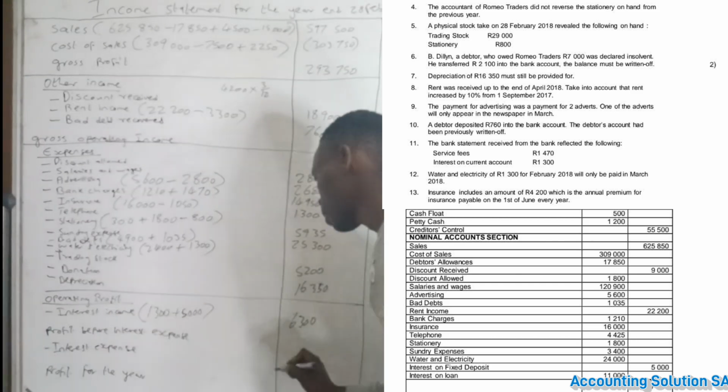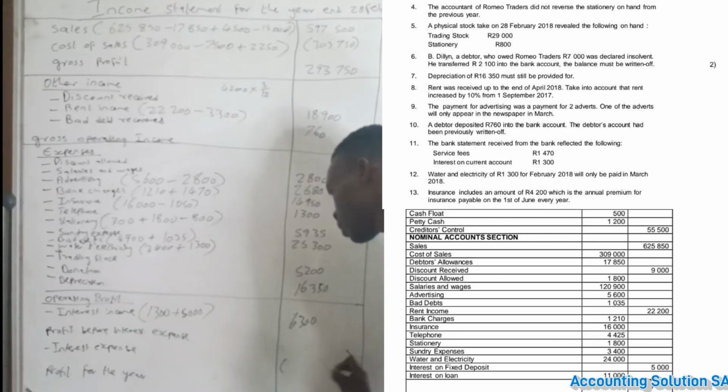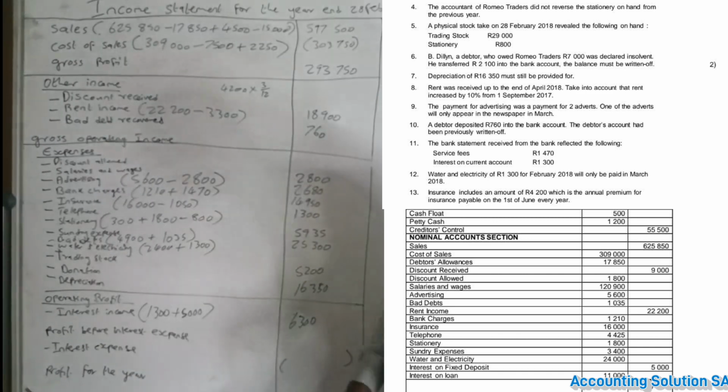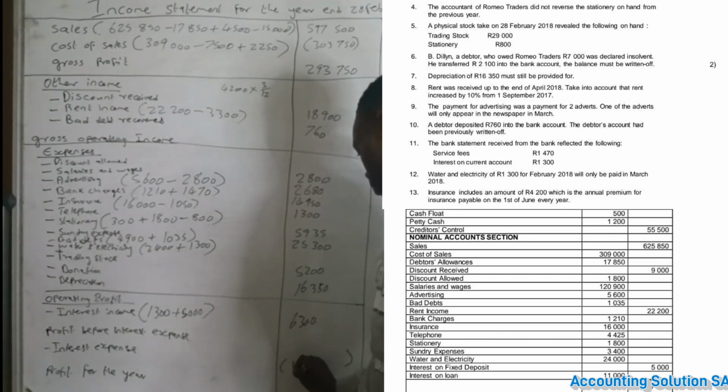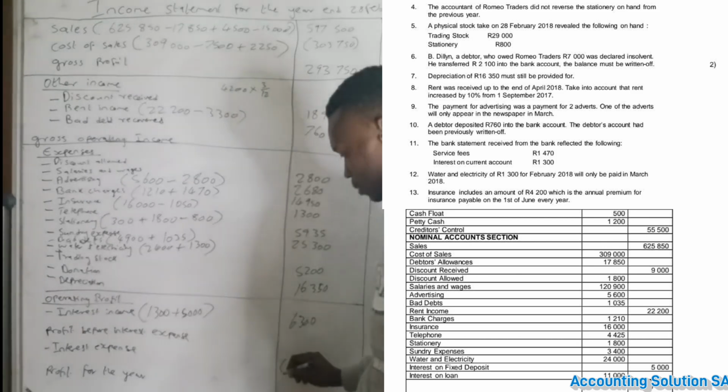6,300. Okay, and interest expense that we have to get here, it must be 11,000. Okay, so this is how you should answer your income statement, guys.